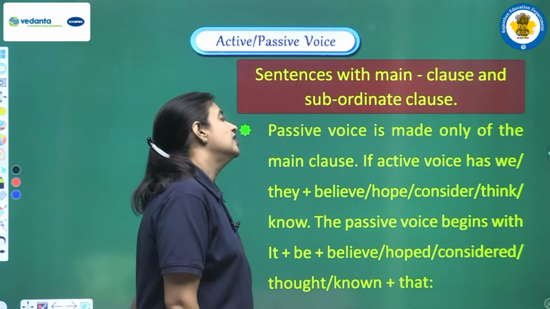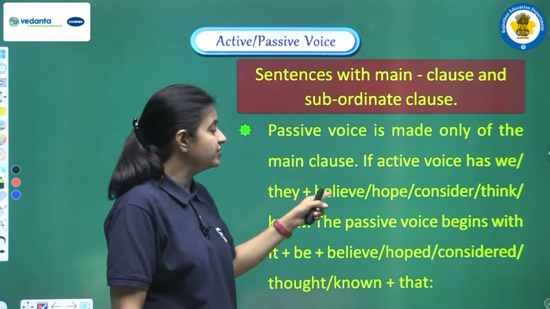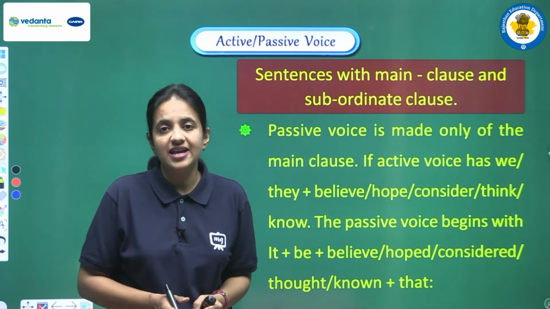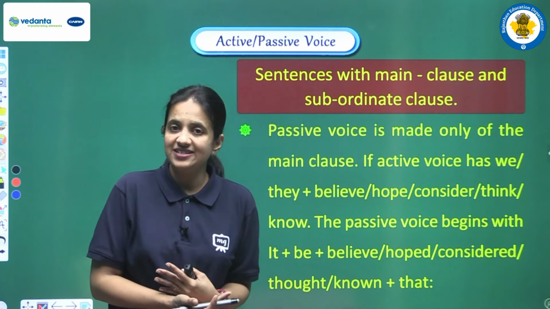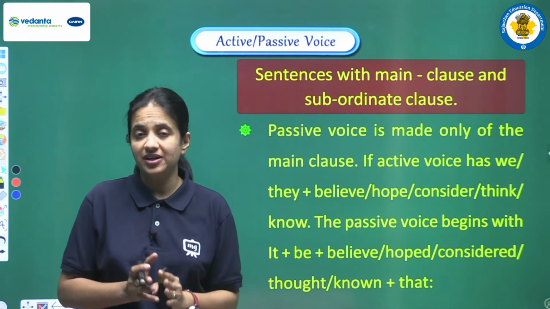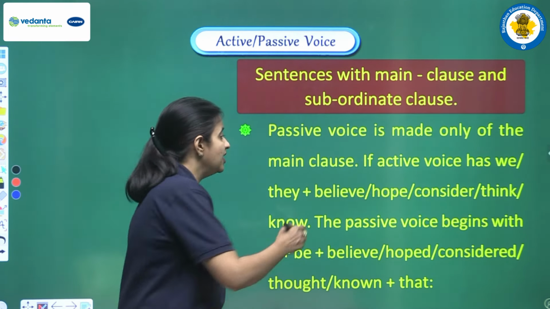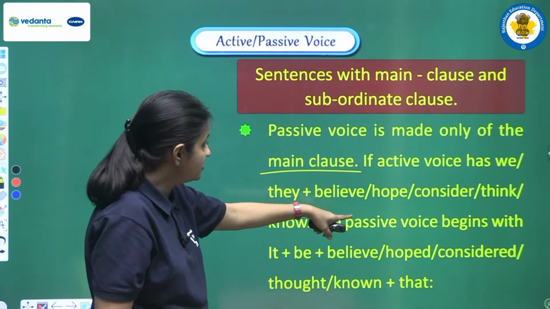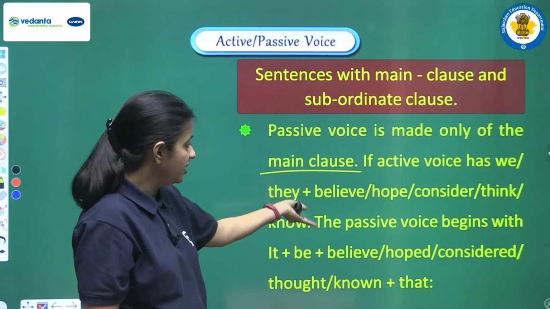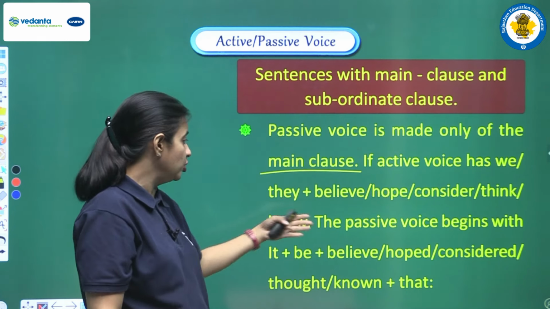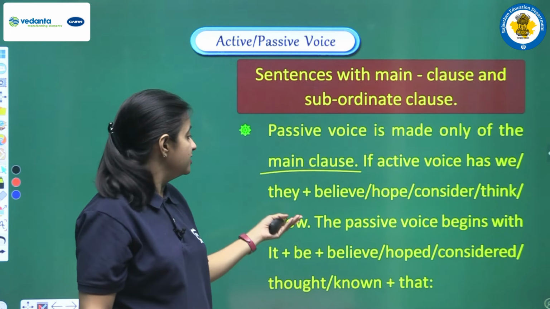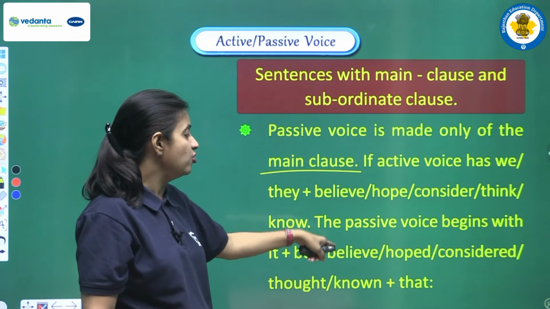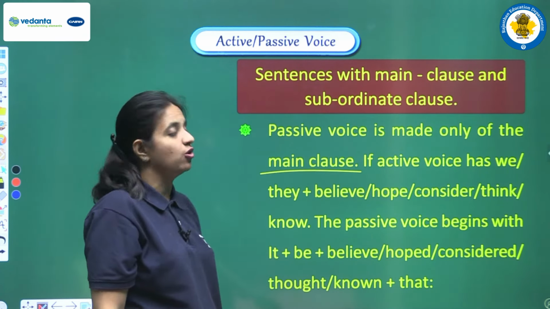So let's read. Passive voice is made only of the main clause. So if we are having two clauses in the sentence and we are converting that sentence into passive voice, just remember that you have to convert the main clause only in the passive voice. If active voice has we, they plus believe, hope, consider, think, know, these are some of the words, then the passive voice begins with it plus be plus believed, hoped, considered, thought, known or that.